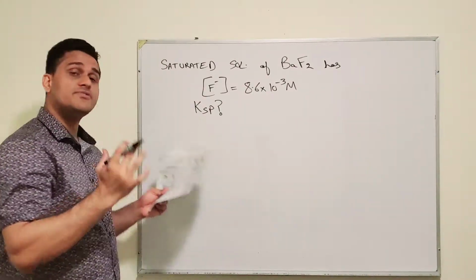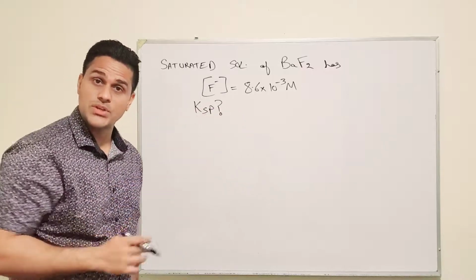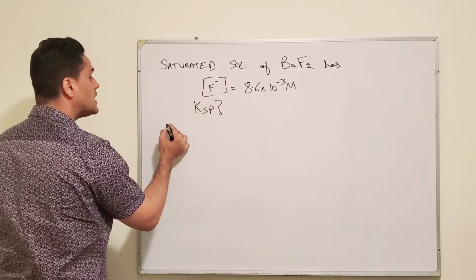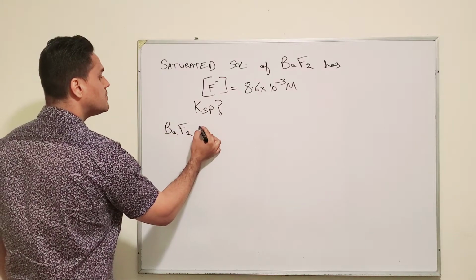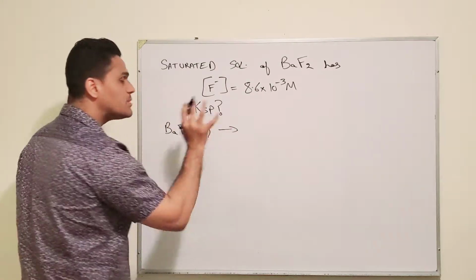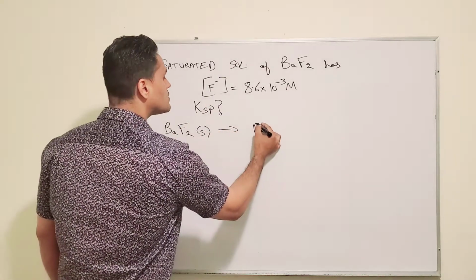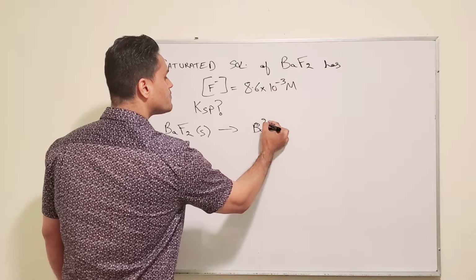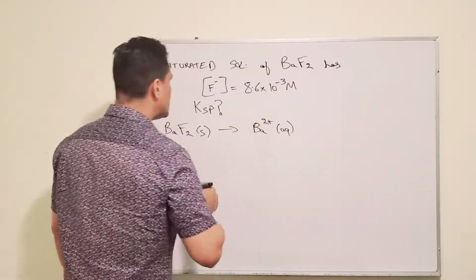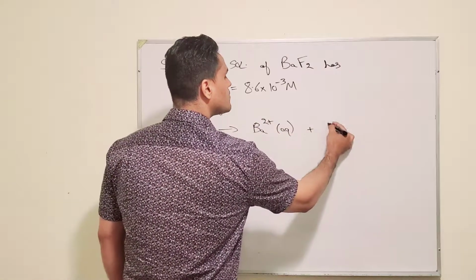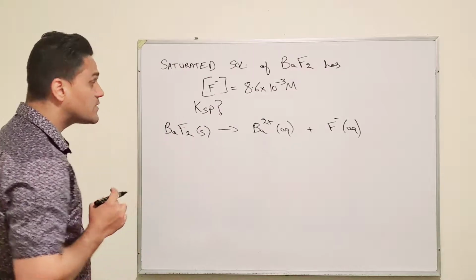So guys, the very first step in all these questions is we need to write the dissociation equation. We're going to get our BaF2, which is a solid, and we're going to break it up into its ions. When BaF2 breaks up into its ions, you're going to get Ba2 plus aqueous plus F minus aqueous. Now we just need to make sure we balance this equation.